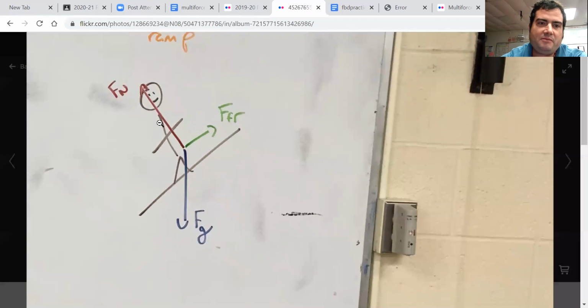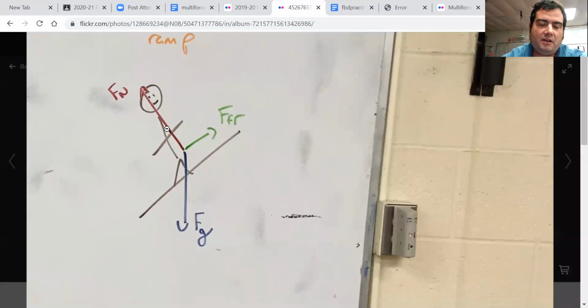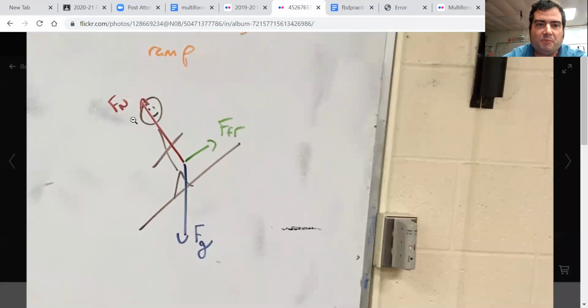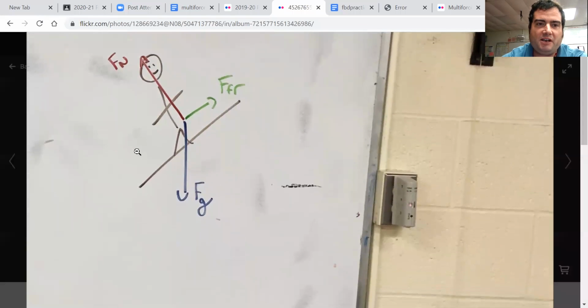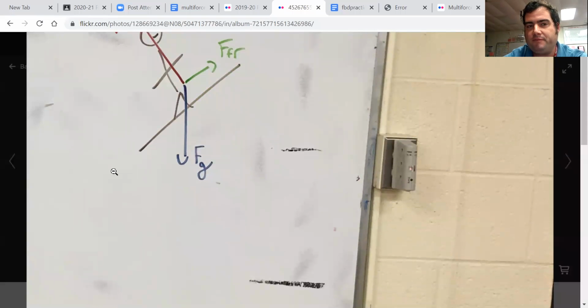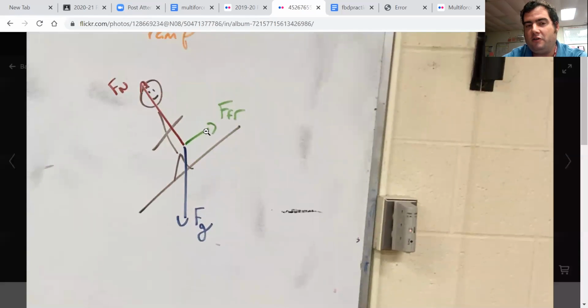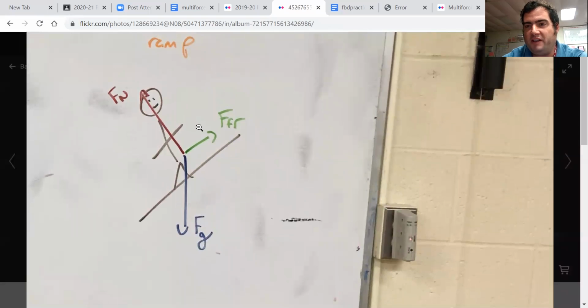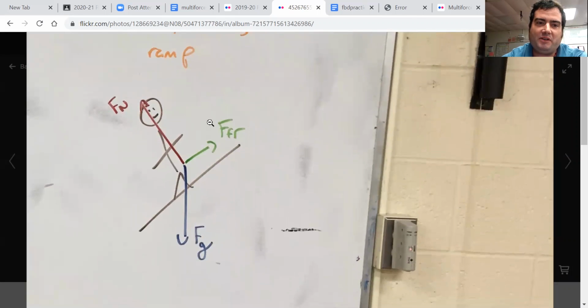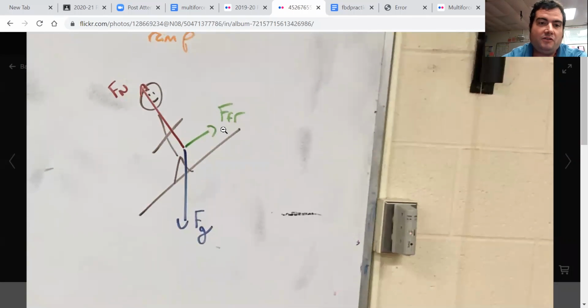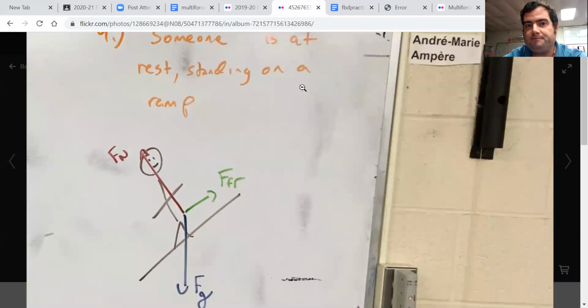If I just had the red and blue forces here, if you could imagine two ropes pulling this person, they're generally going to be pulled towards the left here. So there must be some force holding them on the ramp. And that force is friction. You can imagine someone standing on an icy ramp, they're going to go sliding down it. So we need an upward force to cancel out those two forces.